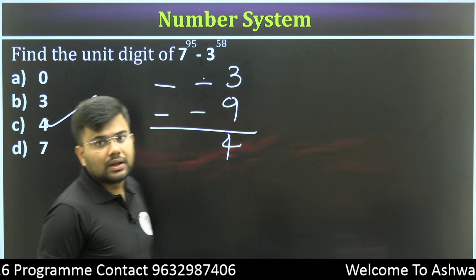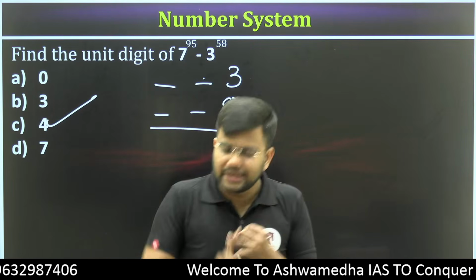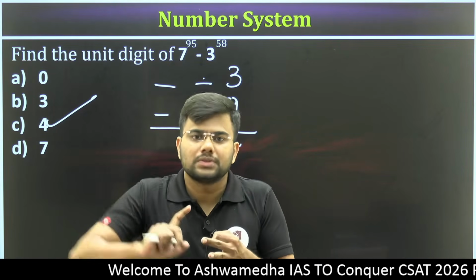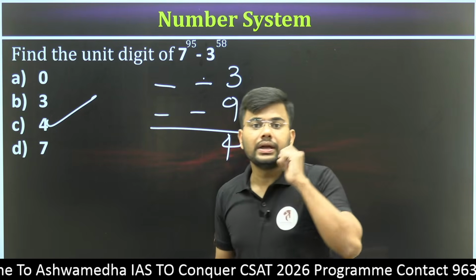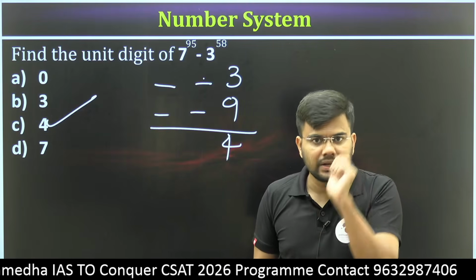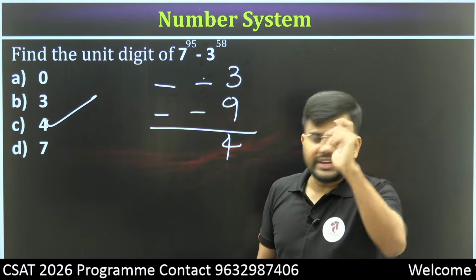I hope it's clear. Now, if it is multiplication, you know to find out the unit digit. If it is addition, you know to find out the unit digit. If it is subtraction also, you know to find out the unit digit. Just don't worry about the digits in other places. Just find the unit digit by using the unit digit itself.